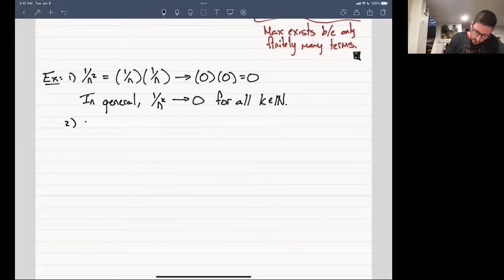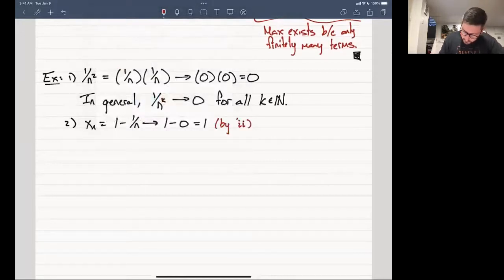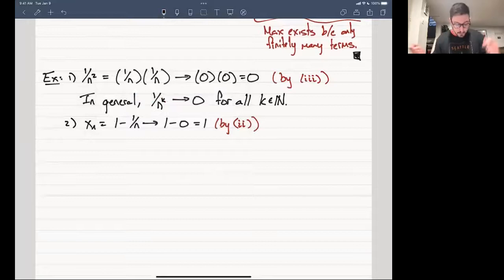I have these really, really simple little properties. Similarly, maybe if I do xn is equal to 1 minus 1 over n, well, the constant sequence 1 just converges to 1, right? We already proved constant sequences converge to their constant value. So this thing converges to 1 minus 0, which is equal to 1. And maybe I should be indicating that this is by part 2, and this one was by part 3. But you can have all kinds of fun with this, and I can give you big complicated sequences, and you can tell me what things converge to, if they do converge.